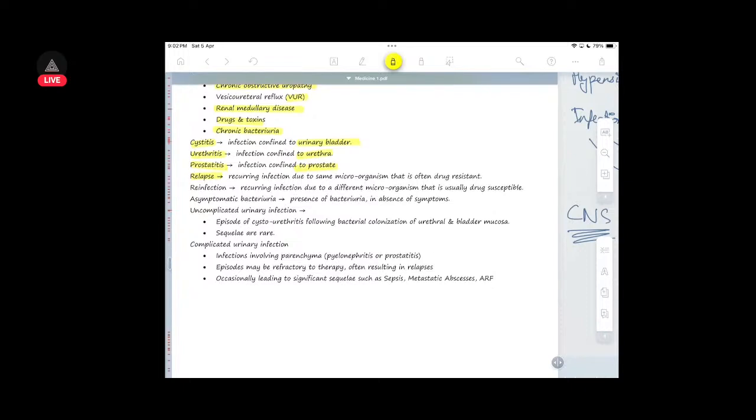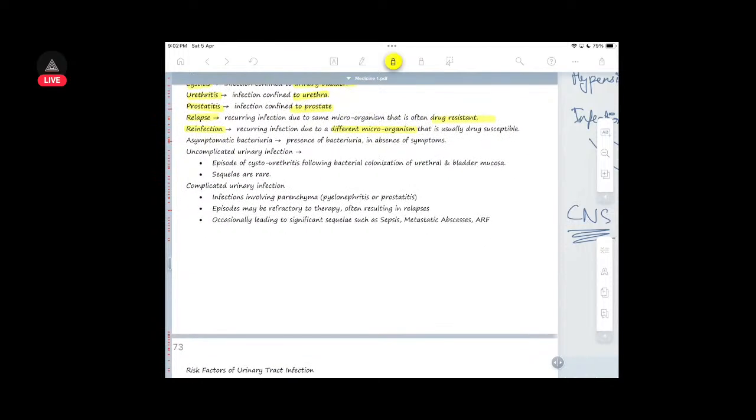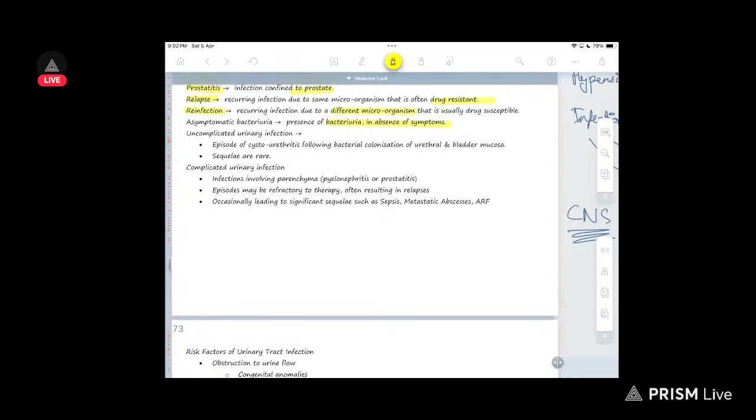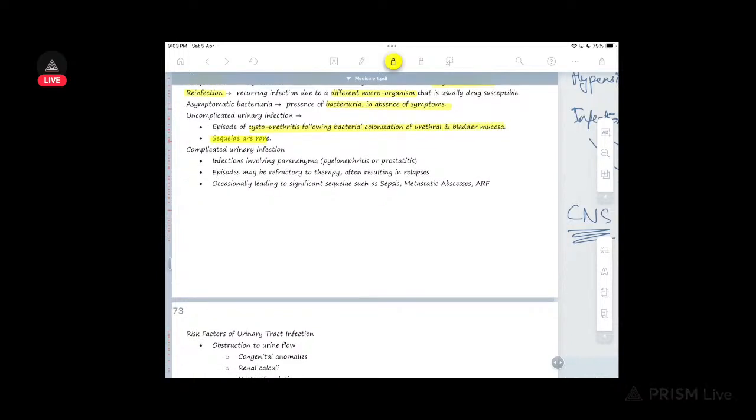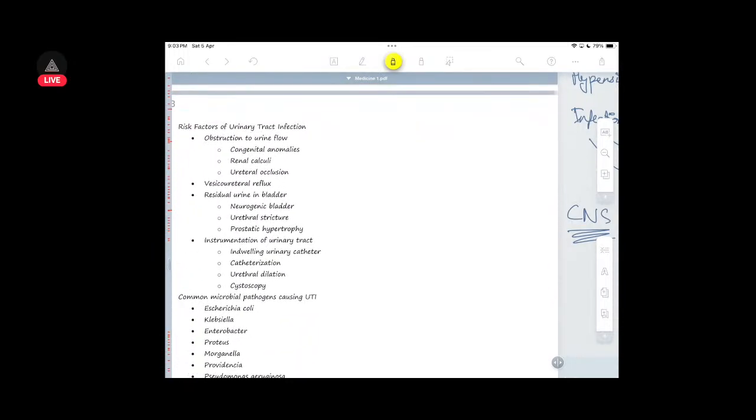Relapse is due to a microorganism that is usually drug resistant. Reinfection is recurrent infection due to a different microorganism. Asymptomatic bacteriuria is presence of bacteria in absence of symptoms, and uncomplicated urinary tract infection is cystourethritis following bacterial colonization of urethra and bladder mucosa. Sequelae are very rare. Complicated urinary tract infection is infection involving the parenchyma, pyelonephritis and prostatitis, and infections may be refractory to treatment. Occasionally sepsis, metastatic abscess, and acute renal failure can occur.